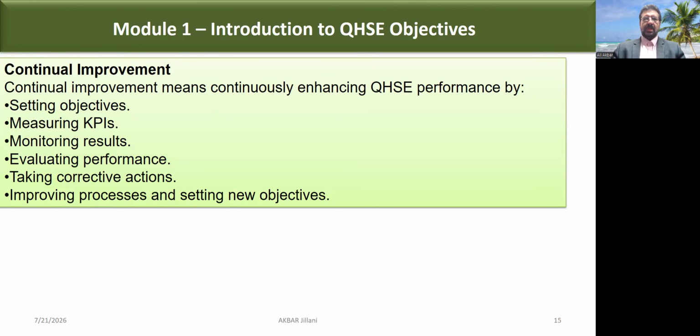Now, continual improvement. Continual improvement means continuously enhancing QHSE performance by setting objectives. How will we have continual improvement in our organization? We will have it by setting objectives, measuring KPIs, monitoring results, evaluating performance, taking corrective action, improving processes, and setting new objectives.